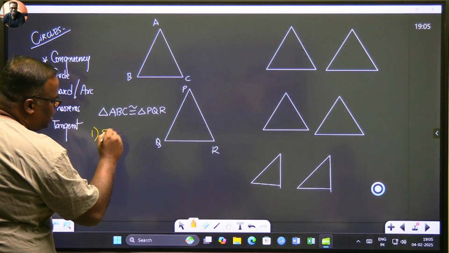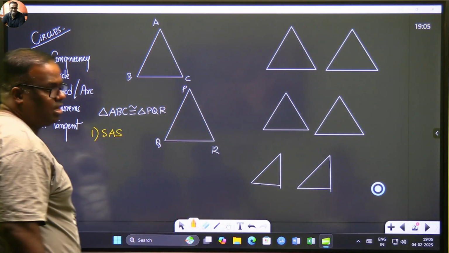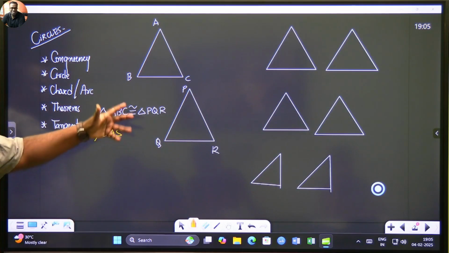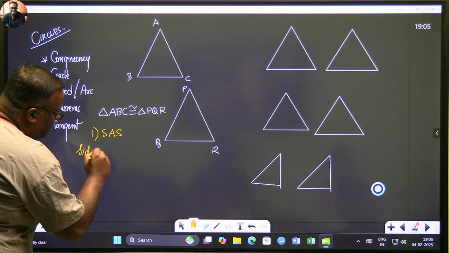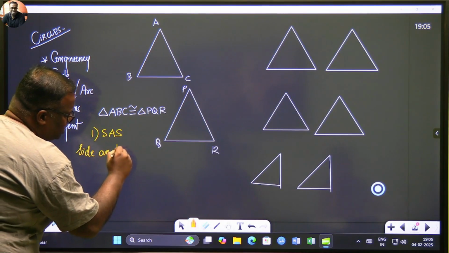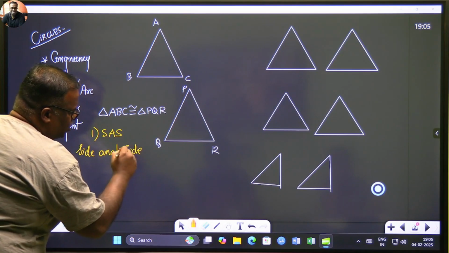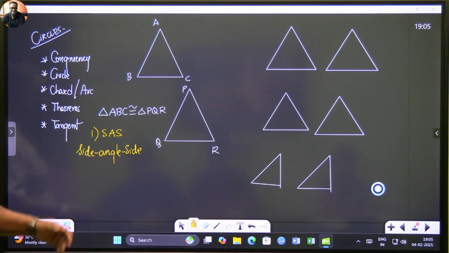The first criteria is known as SAS. Two triangles are said to be congruent. Okay. SAS stands for side. Are you all aware of this or are you all not? I just wanted to know if you are not. Okay, side angle side.